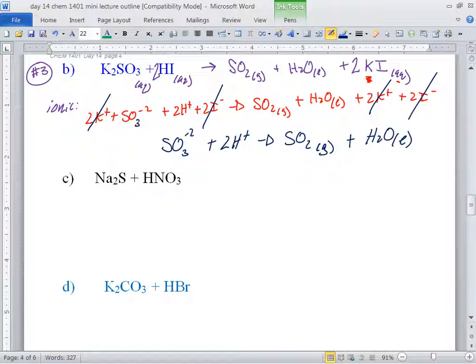And you always have to write the cation first. So K plus is first, I minus is second. But if you come back over here, I have 2 K's. So I've got to put a 2 in front, otherwise I don't have my K's balanced. Then that screws up my iodines, because now I've got 2 iodines. Now I've got to put a 2 in front of here.